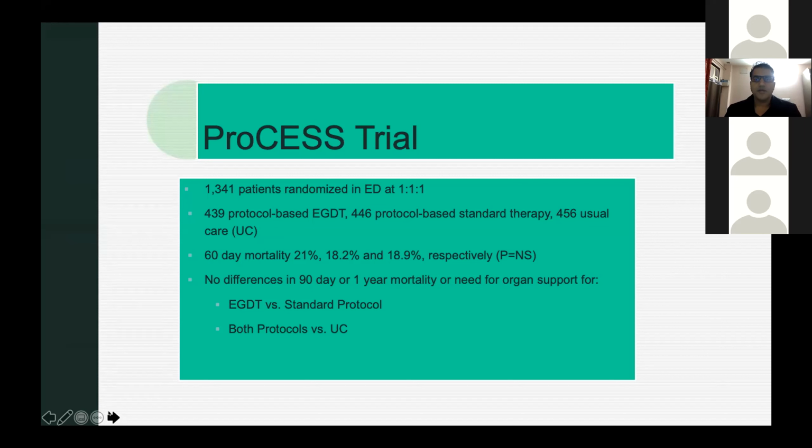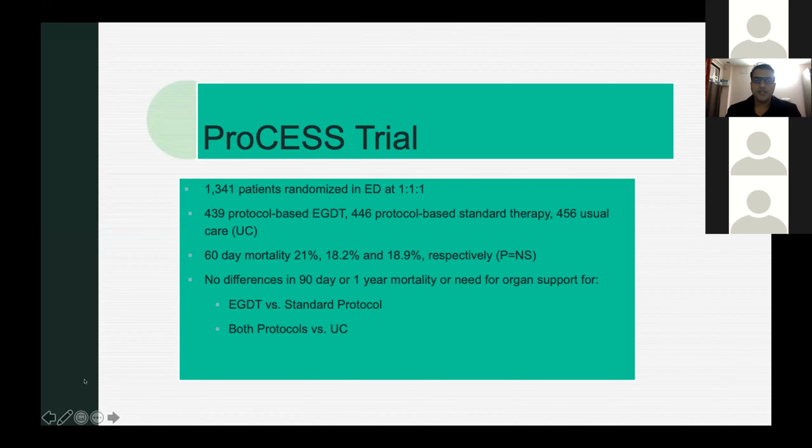And coming to the PROCESS trial, what they did is they took some 1,341 patients, and they were all ED patients. To remind you that most of these studies have been done in an emergency department setting and not in a critical care setting. And we are trying to implement most of the results in a critical care setting.